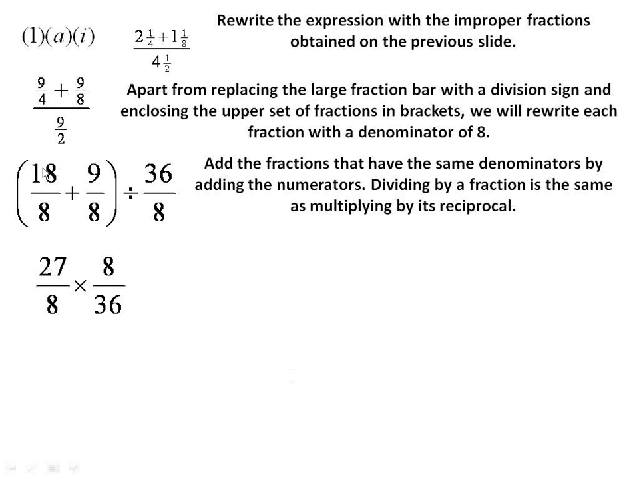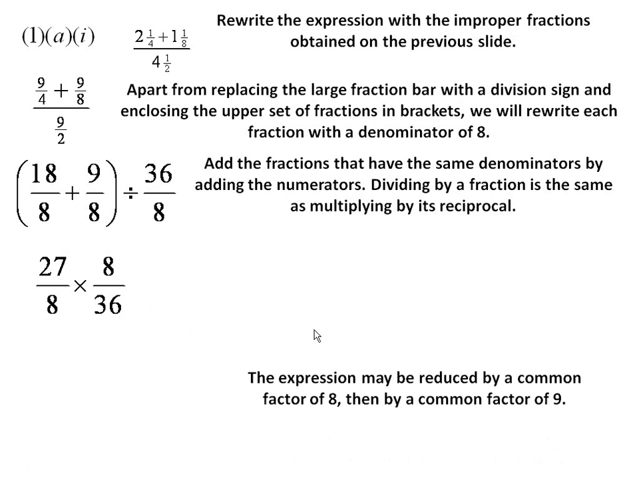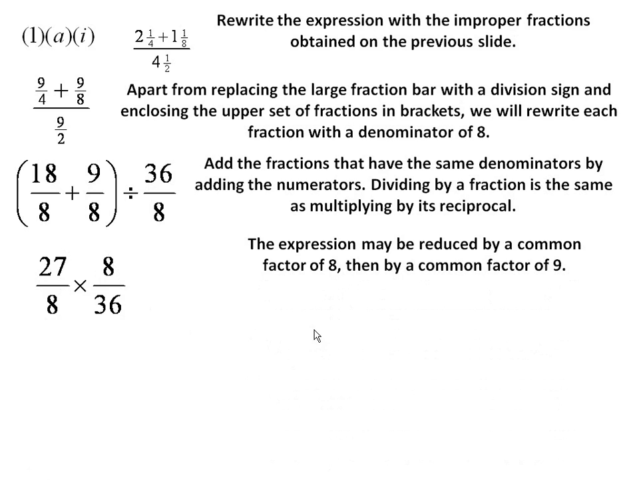So 18 plus 9 is 27. 27 over 8, the reciprocal of this is 8 over 36. Immediately we see the 8's cancelling. The expression may be reduced by a common factor of 8, then by a common factor of 9. The answer is 3/4. Common factor of 9 right here. 9 into 27 is 3. 9 into 36 is 4.